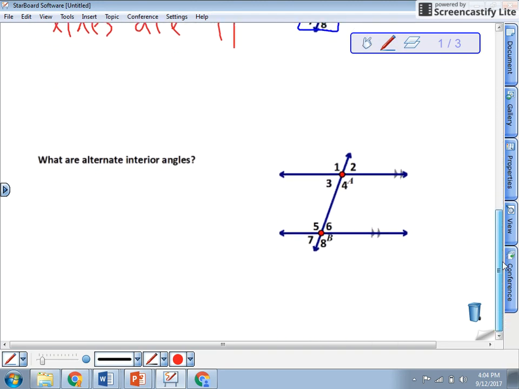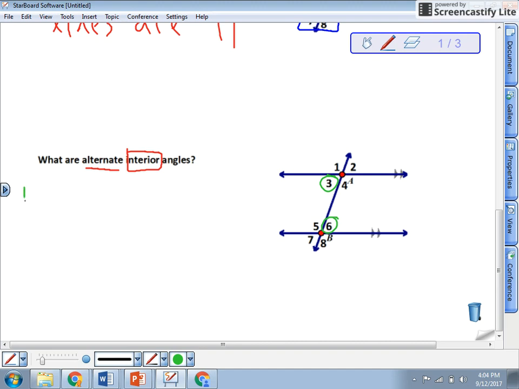Okay, next one, alternate interior angles. Alternate means each side of the transversal. Interior means inside, in between the two lines that the transversal intersects. So let's take a look at some alternate interior angles. If I circle angle 3 here, which angle would be an alternate interior? It would be angle 6.